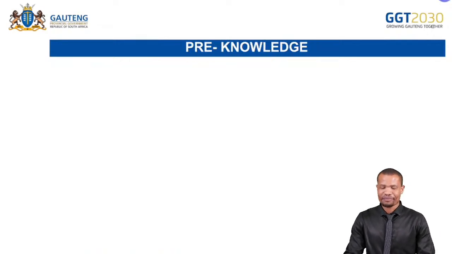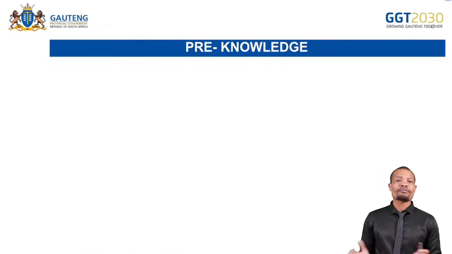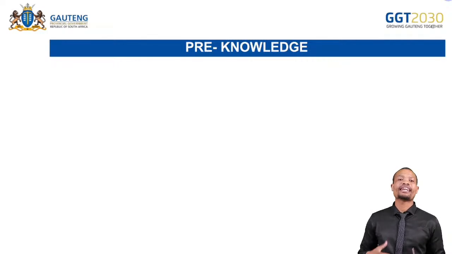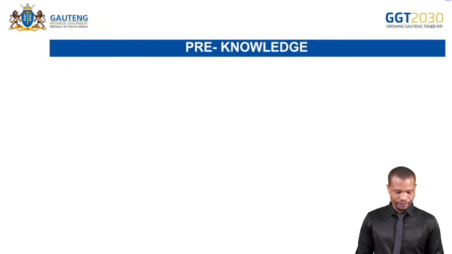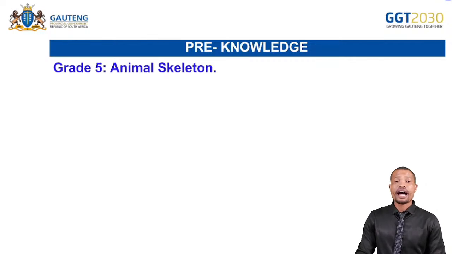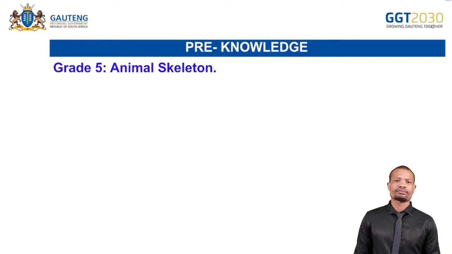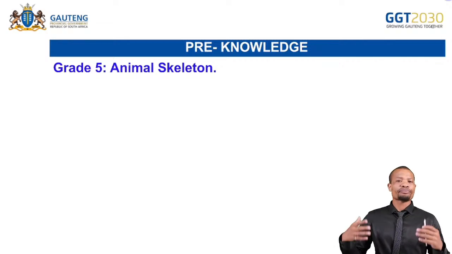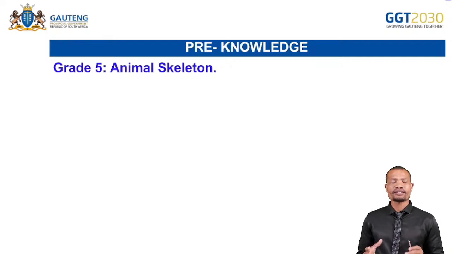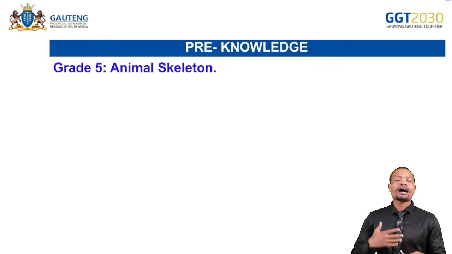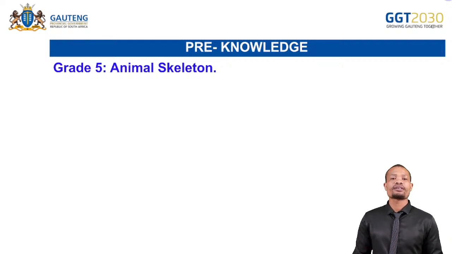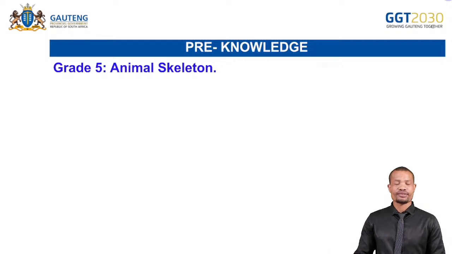Now, let's continue. Let's take a step back and revisit some of the concepts that we've already learned because they lay a foundation for today's lesson. Starting from grade 5, we learned about an animal skeleton. But what is an animal skeleton? First, let's define a skeleton, then we can go back to an animal skeleton. A skeleton is a structural framework of bones that are meant to support and protect the body, okay? They are actively involved in facilitating movement together with muscles, right?